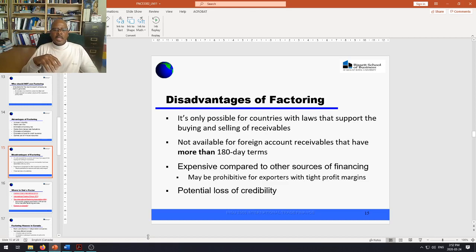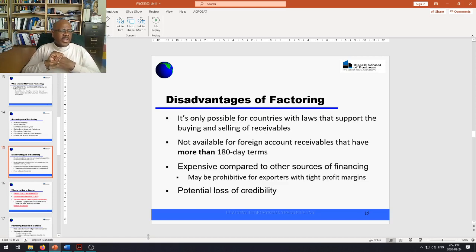Factoring is a short-term financing method. So essentially, it's for 30 days, 60 days, 90 days, up to a maximum of 180 days the factoring house will do. It's very expensive. We mentioned that before compared to other kinds of short-term financing, particularly lines of credit.